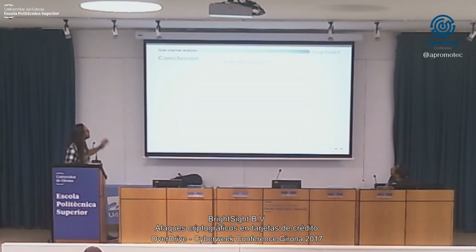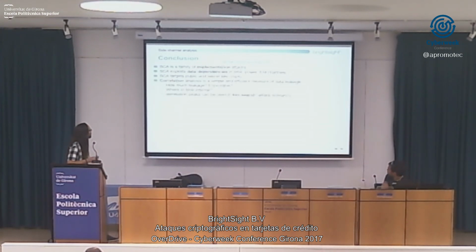So, conclusion, what have we learned? Side channel analysis is a family of implementation attacks. It exploits data dependencies in time, power, or electromagnetic channels. Side channel analysis can target public and secret key crypto algorithms. Correlation analysis is the simplest and most efficient measure to obtain leaked data.